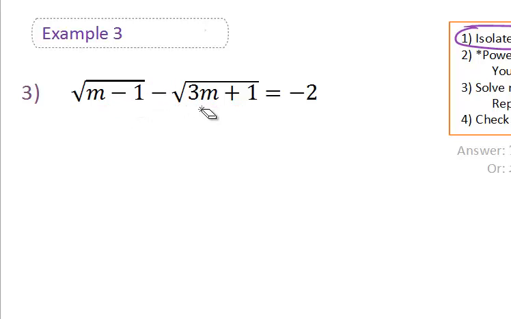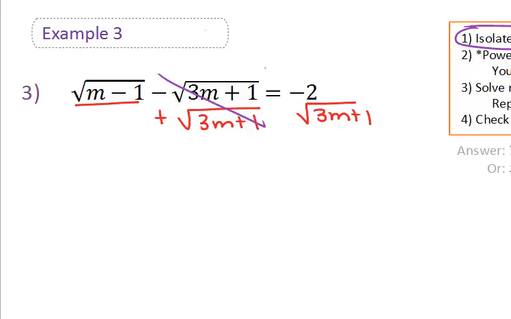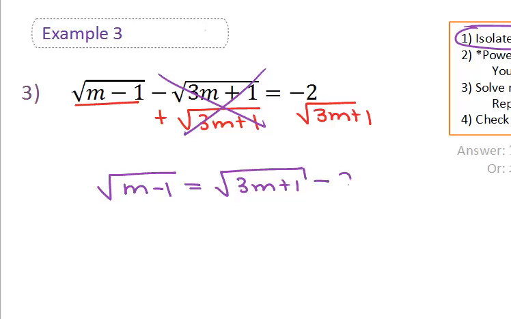So, what I want to do here is isolate this radical by adding the square root of 3m plus 1 to both sides. That cancels out this radical here, leaving me with the radical of m minus 1 is equal to, now I'm going to write this as square root of 3m plus 1 and then minus 2. And I just put it in that order so my minus is in the middle and not in front.